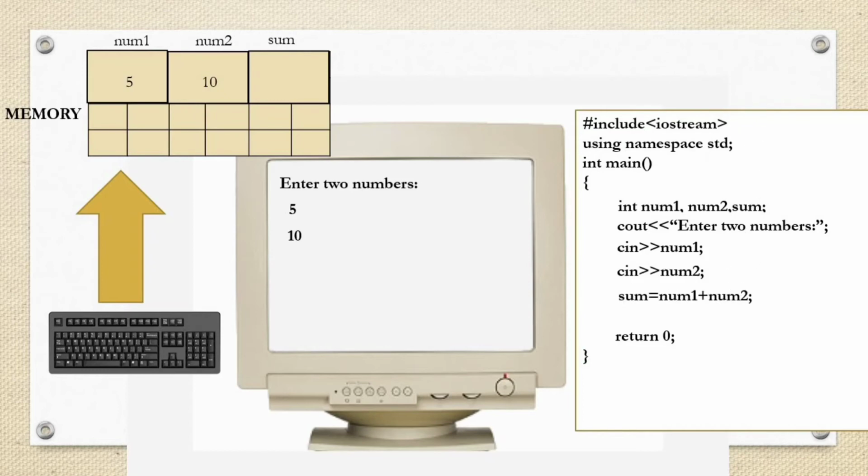The next command is used to find the sum of two numbers. So I have written the command as sum = num1 + num2. Here the value of num2 will be added to the value of num1 and the result will be assigned to sum. When you assign the result to sum, that result will be stored in the place of memory that is allocated for sum. So we have calculated the sum.